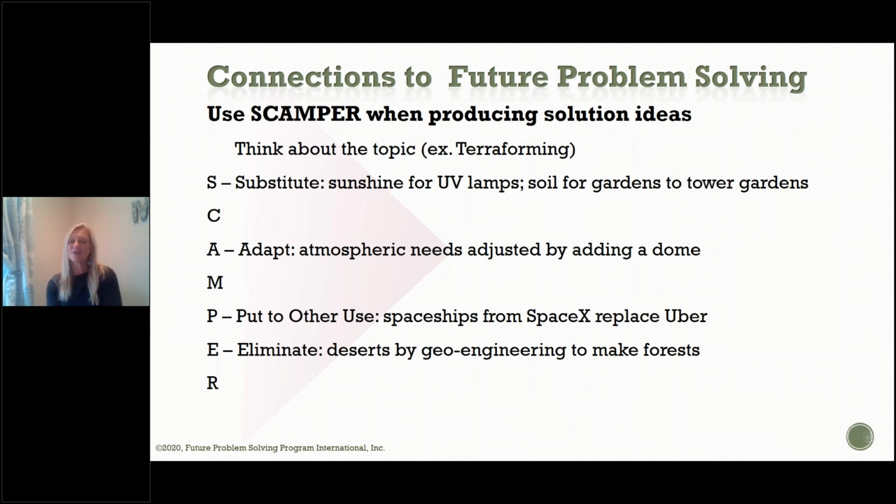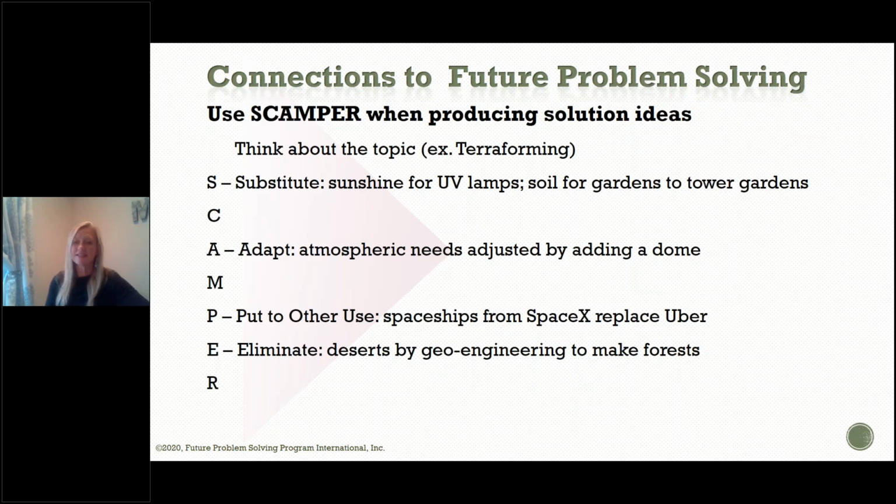What could we put to other use? Oh, I got a little wild and crazy here. I said we could use spaceships from SpaceX instead of having Uber to get from the place we are to the new area that we're terraforming. And I'd like to eliminate deserts. I'd like to geoengineer that area to make some forests. I could keep going on. I could keep this list going. I might come back to it later and add some more ideas.